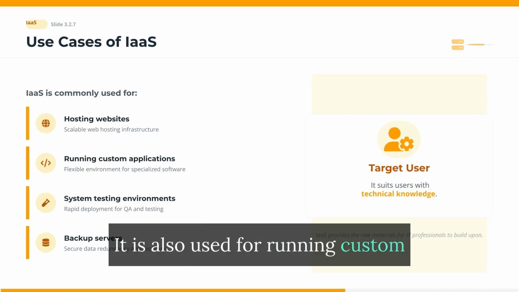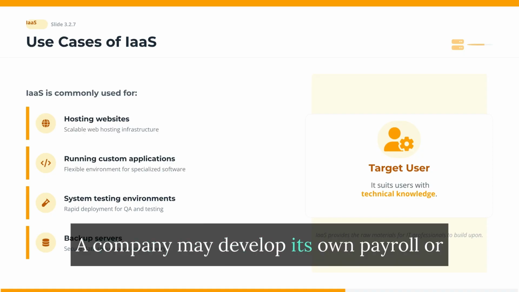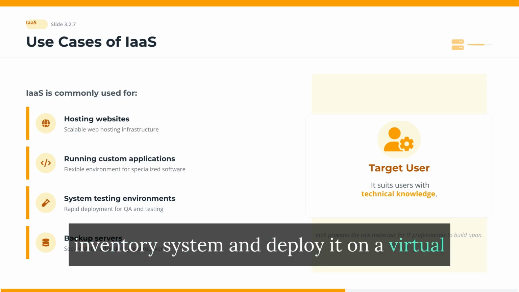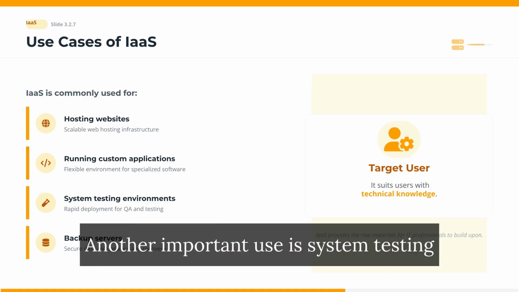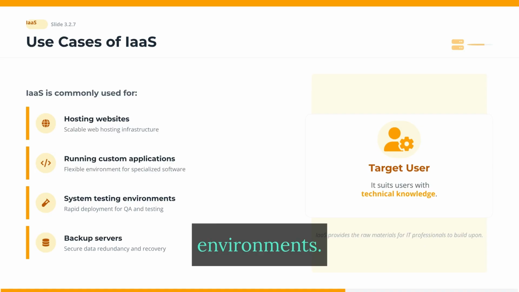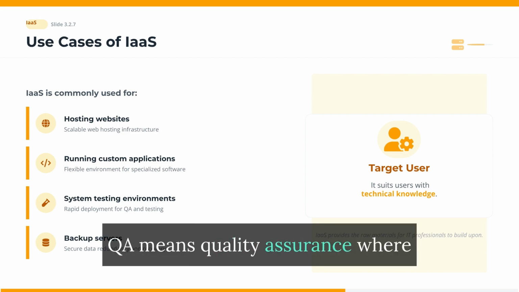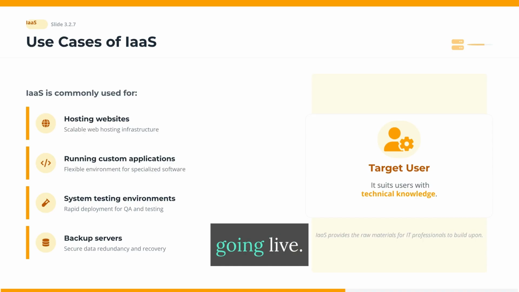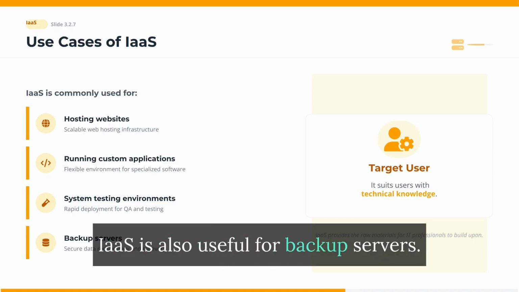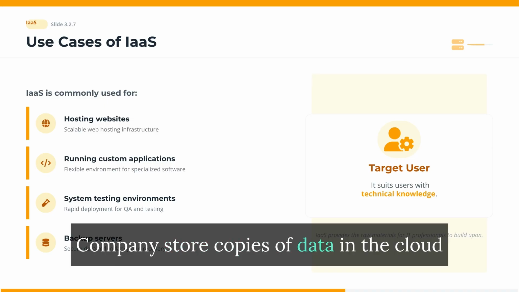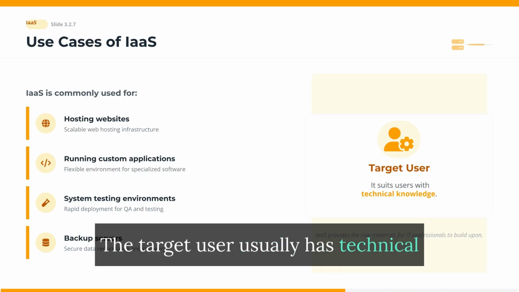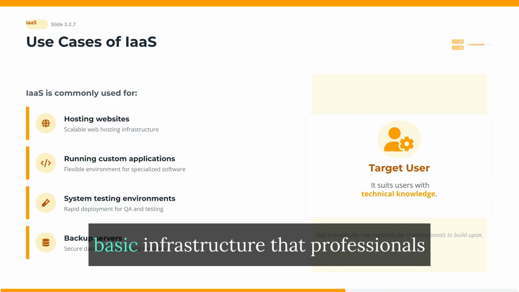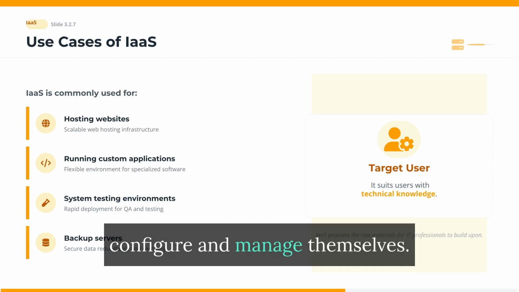It is also used for running custom applications. A company may develop its own payroll or inventory system and deploy it on a virtual machine. IaaS provides a flexible environment for this specialized software. Another important use is system testing environments. Developers can quickly create a separate server for QA. QA means quality assurance, where software is tested to find errors before going live. IaaS is also useful for backup servers. Companies store copies of data in the cloud for recovery if their main system fails. The target user usually has technical knowledge, because IaaS provides the basic infrastructure that professionals configure and manage themselves.